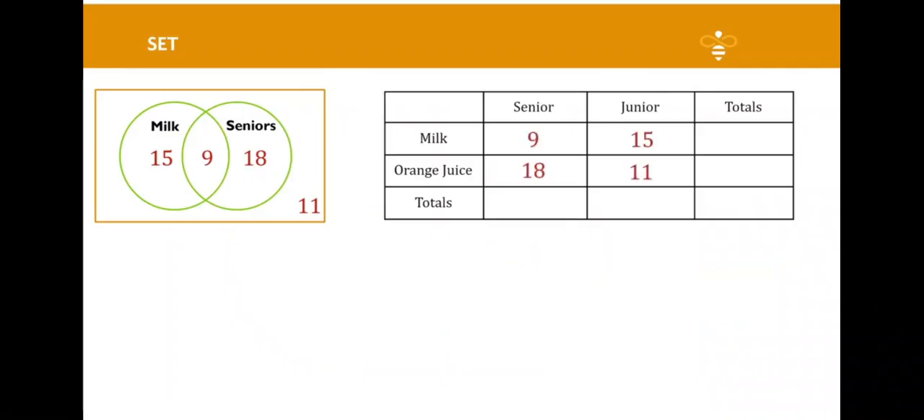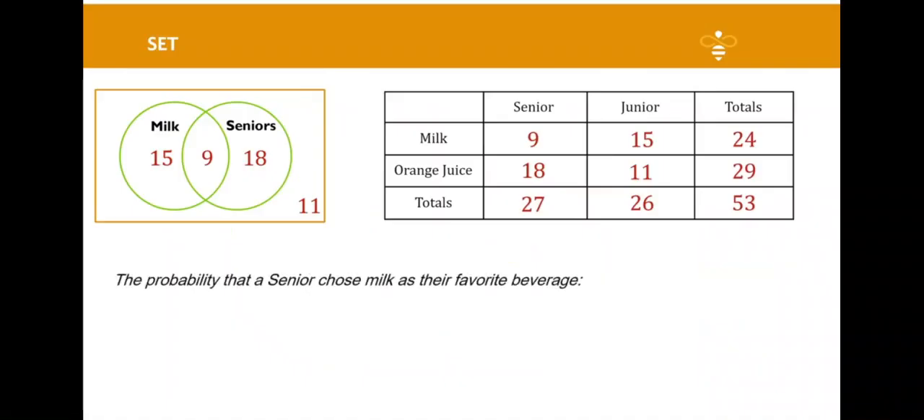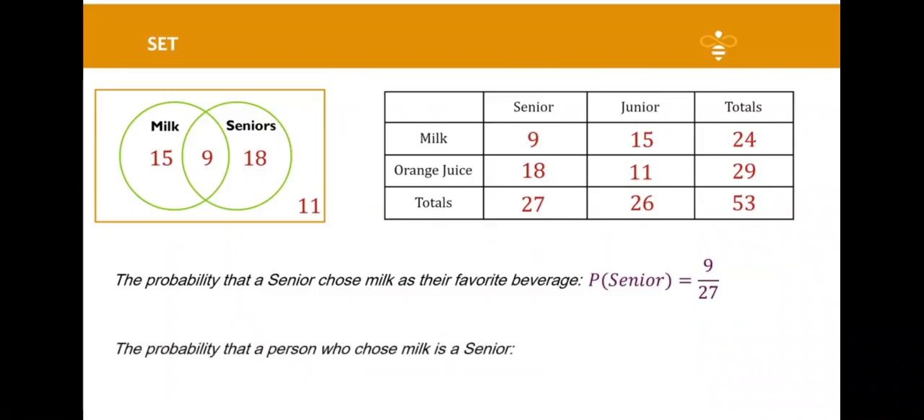Now, fill in the information given from the Venn diagram. And finally, find the sums of the rows and columns to fill in the missing information. The two-way table can be used to write conditional statements such as, the probability that a senior chose milk as their favorite beverage is 9 out of 27. Whereas the probability that a person who chose milk is a senior is 9 out of 24.